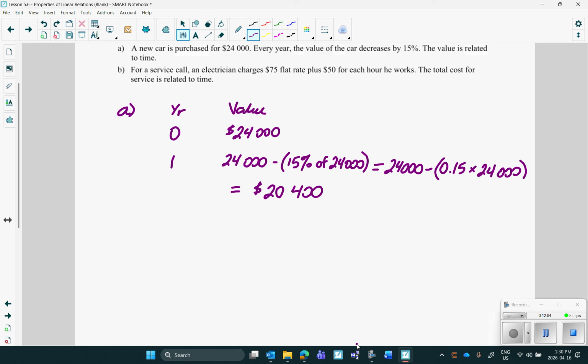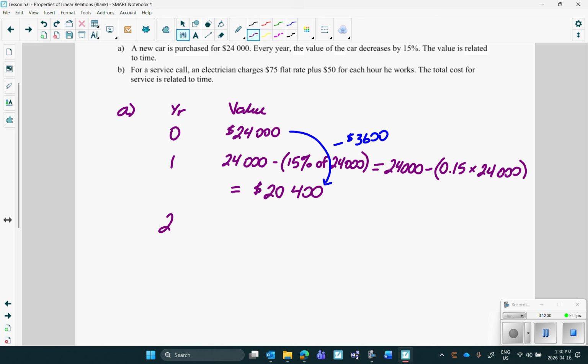So how much did it go down? It went down $3,600. The question is, is it going to go down $3,600 for every year I go out? Well, let's try one more year. That should be able to tell us.